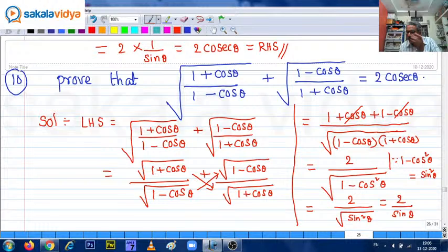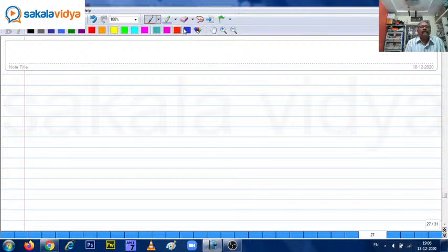Vidya Swarupini, good evening, good evening, good evening. This is the 10th question. So now let us move to the 11th question.